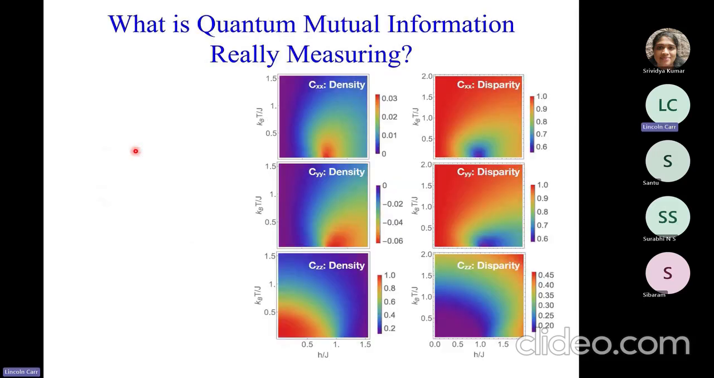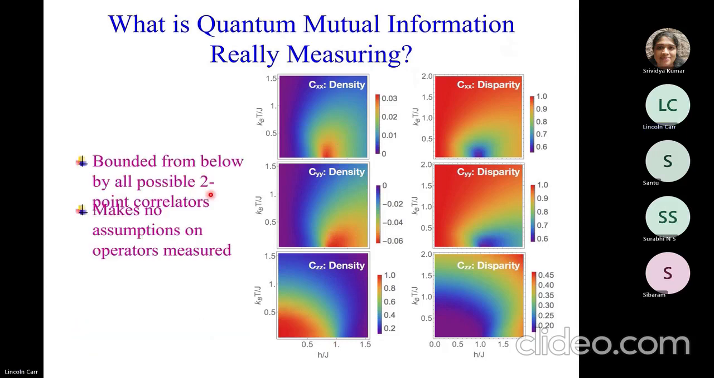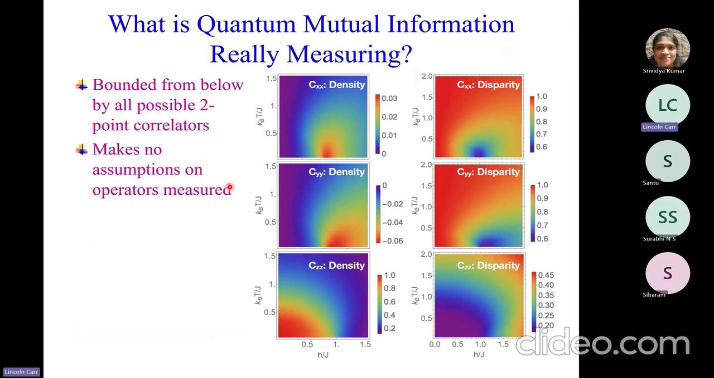Okay. So now I told you that quantum mutual information is actually measuring something. It's measuring two-point correlators. If I ask myself, for example, about the XX, YY, and ZZ correlators for the density or the disparity, you'll see that they all do something around the critical point, but they capture different features. So again, the advantage of the quantum mutual information is it gets all of these at once, right? Because it balances it. And it makes no assumptions on the operators measured.